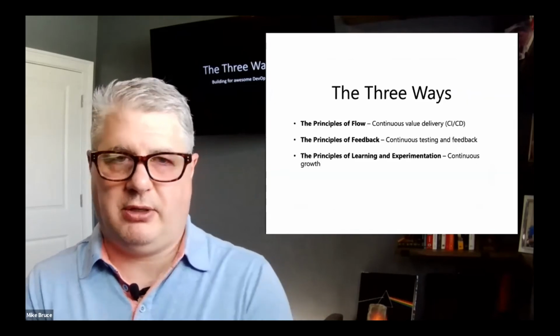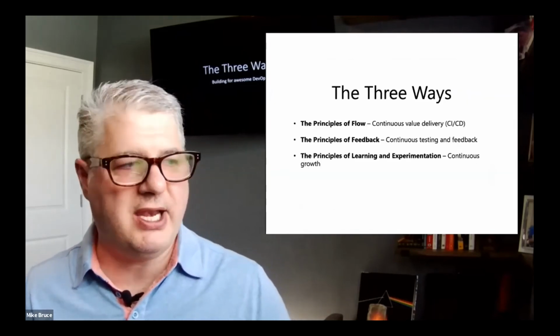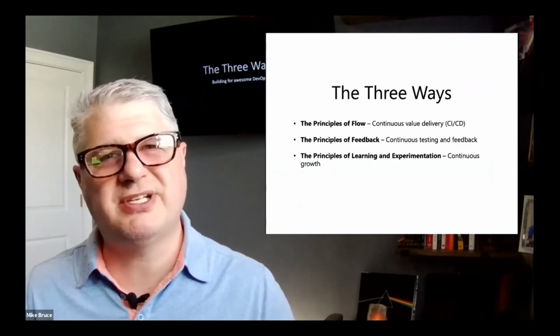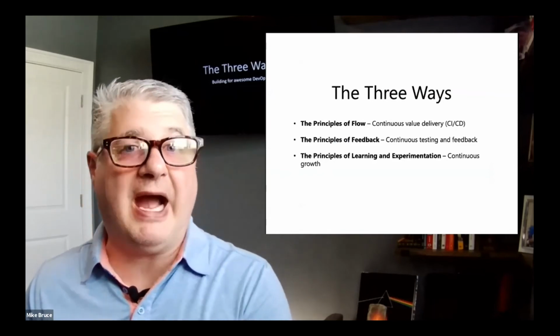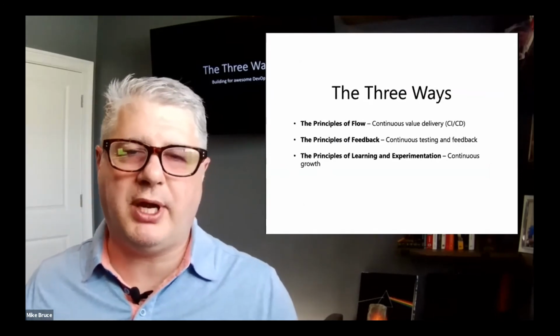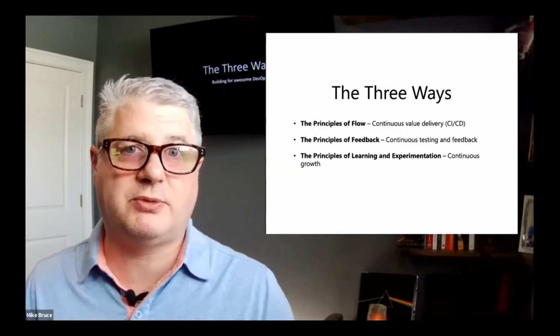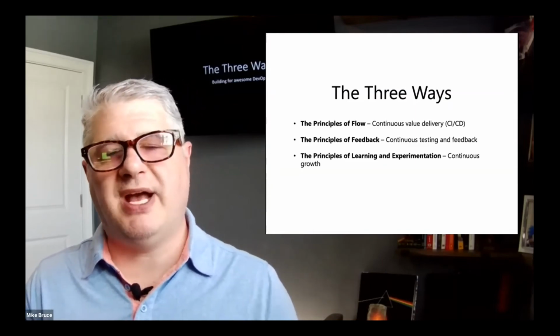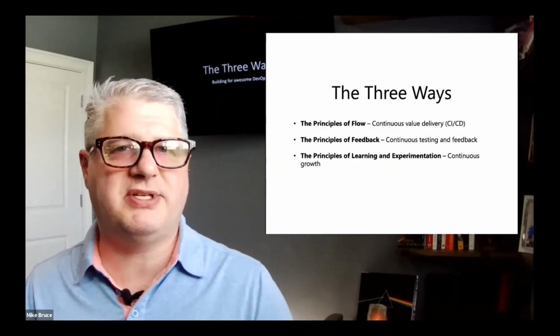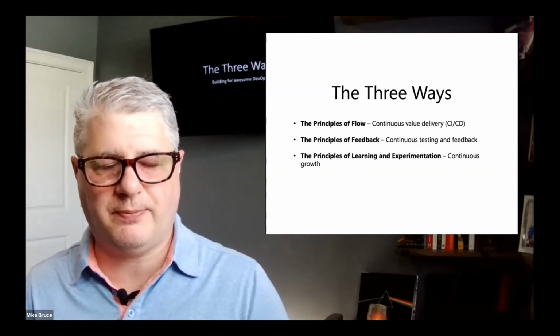So in summary, there are three ways. You can see that it's the principles of flow, which is all about continuous delivery of value. If you can deliver everything and it's never deployed, well, why deliver it? Why produce it? That CI/CD process that everybody hears about is the continuous principles of flow.